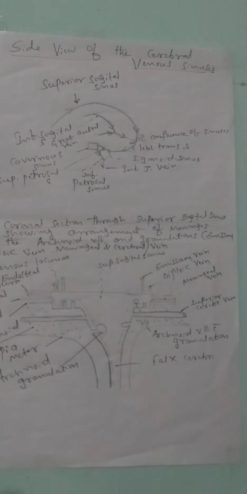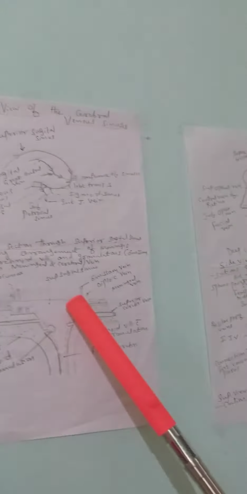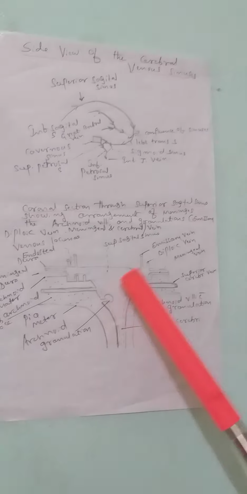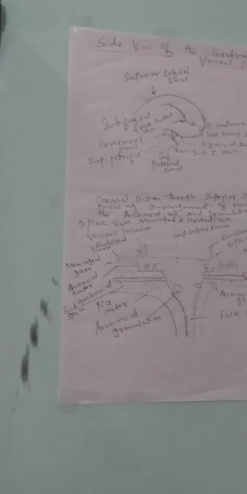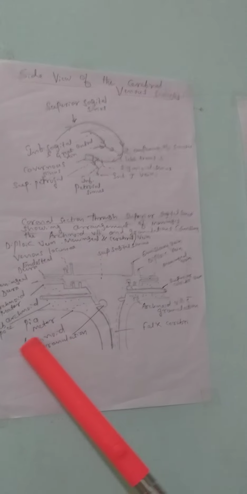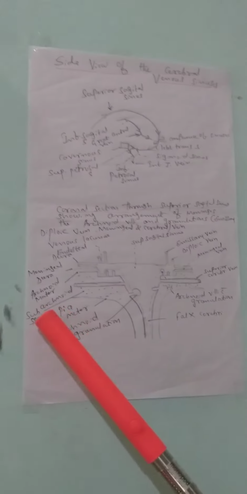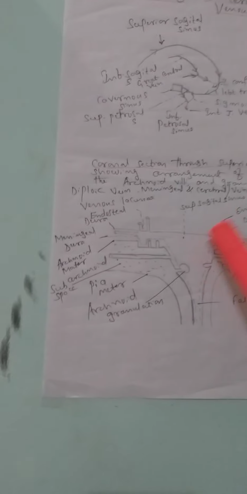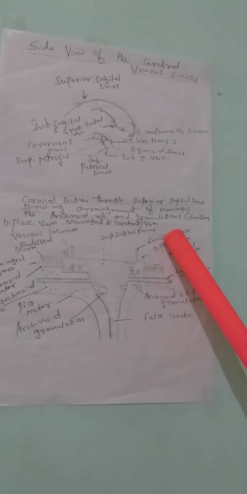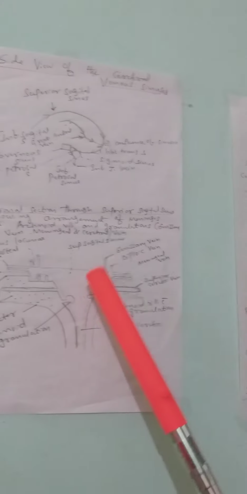Tributaries, you can see here. You can see the tributaries of the superior sagittal sinus: the emissary vein, the diploic veins, meningeal veins, arachnoid granules, and arachnoid villi. These are the main tributaries. The emissary vein connects the internal cranial venous system with the extracranial and intracranial veins.